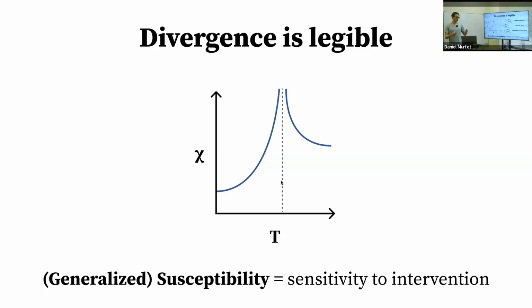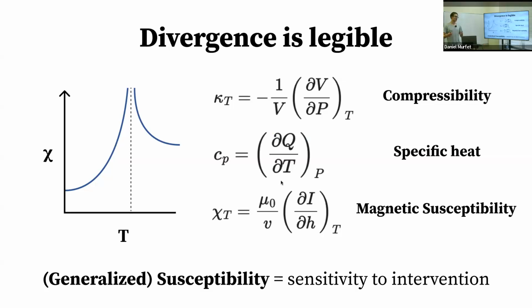We already saw compressibility and specific heat, so sensitivity to changes in pressure and temperature, and changes in external magnetic field. And this is the kind of idea we have for the quantities we'd be interested in measuring for neural networks going through these phase transitions.